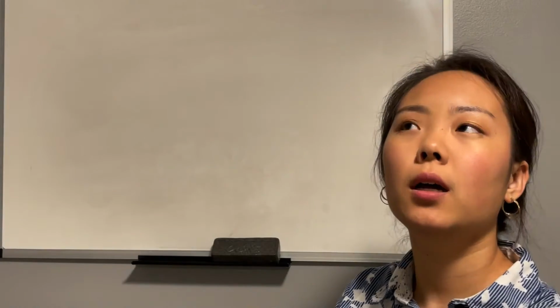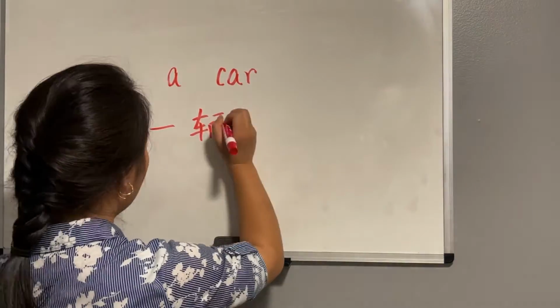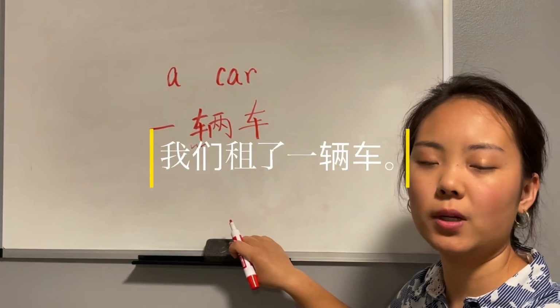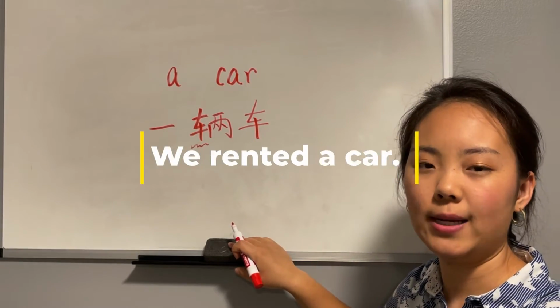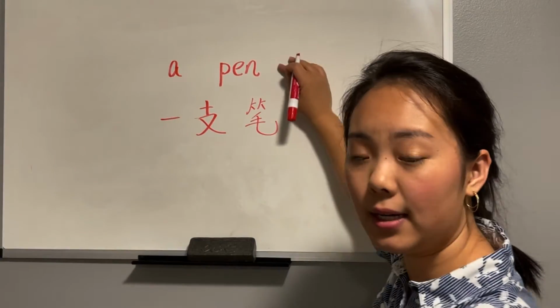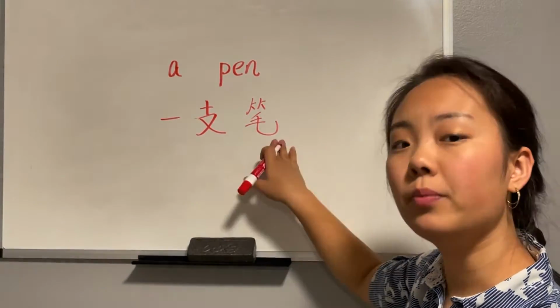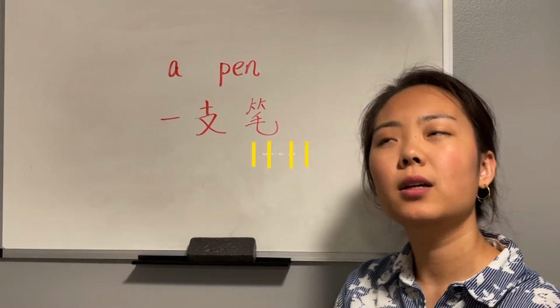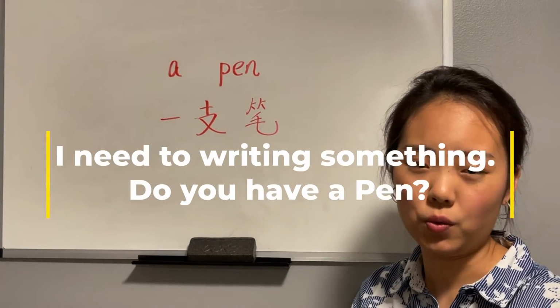Another one is a car. 一辆车. 我们租了一辆车. We rented a car. A pen. 一支笔. 我需要写字，你有一支笔吗？I need to write something. Do you have a pen?